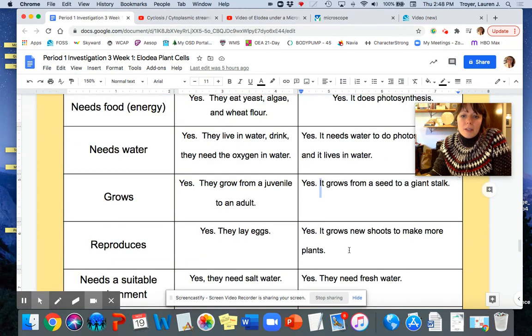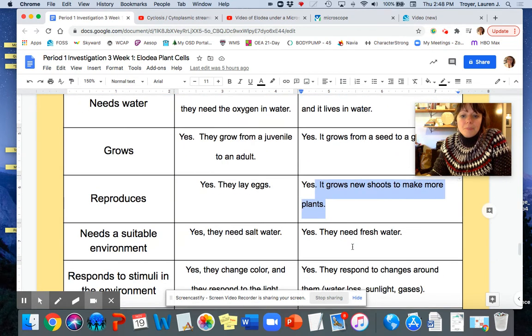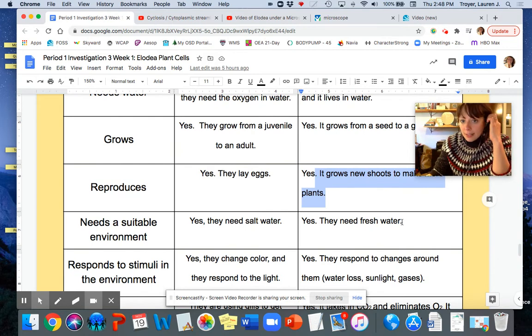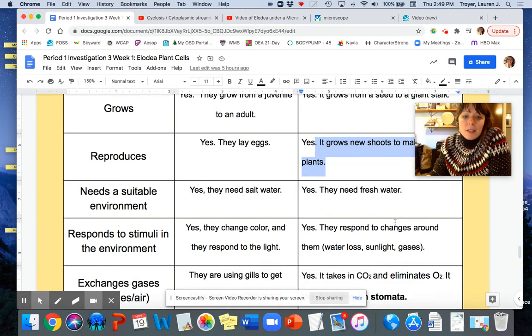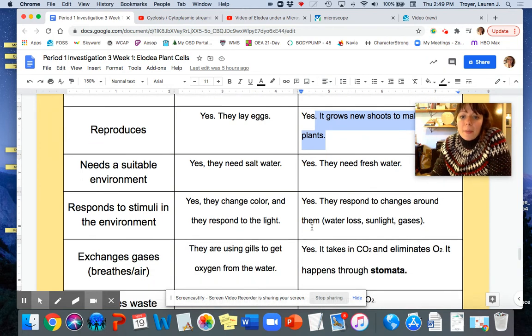Reproduction, I already kind of just explained that. It makes new shoots. Suitable environment, yes, they need fresh water. They can't live in salt water. Response to stimuli, yes, they respond to changes around them. They would respond to water loss. They would respond to sunlight. They would respond to different gases in the environment.